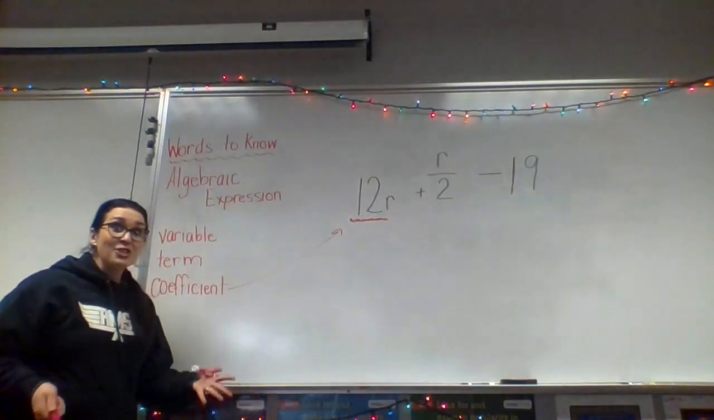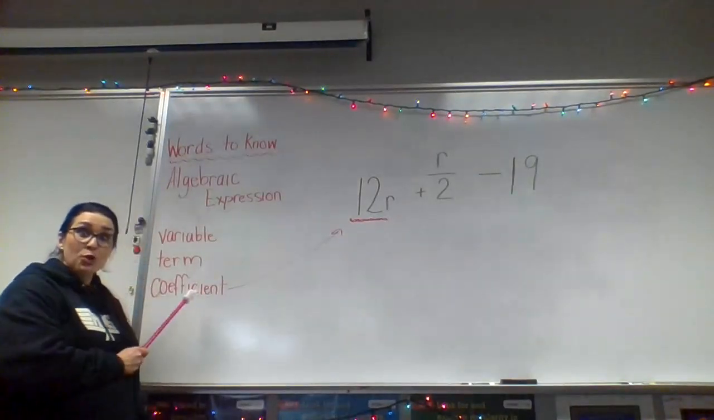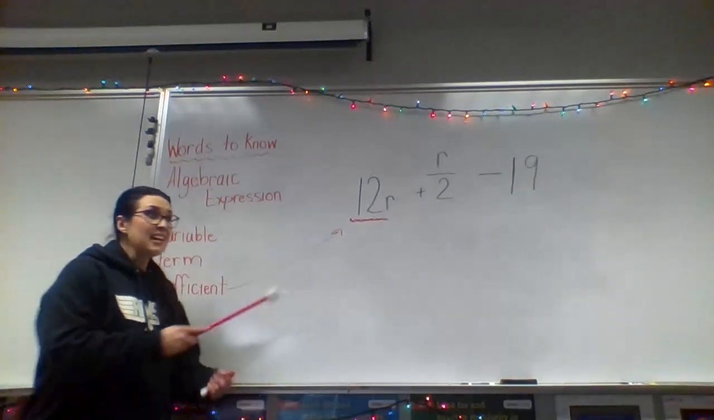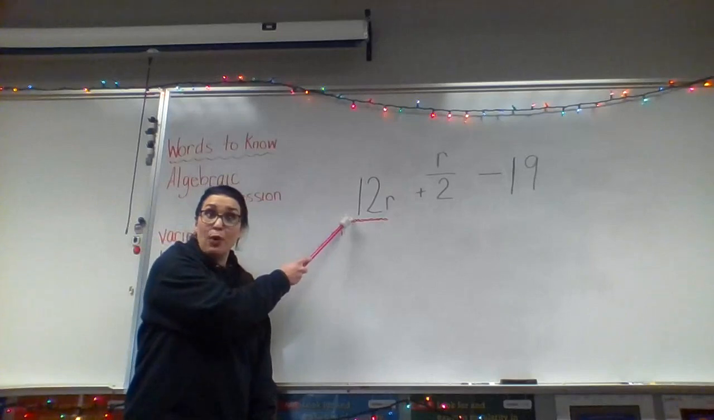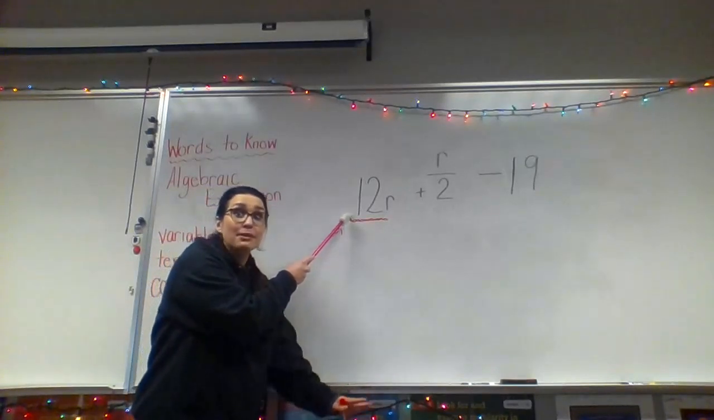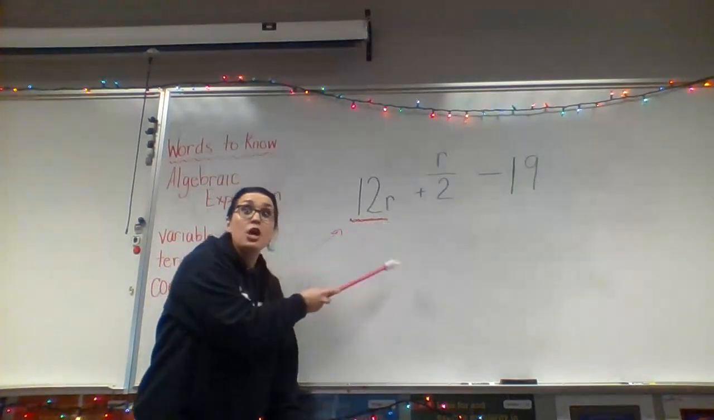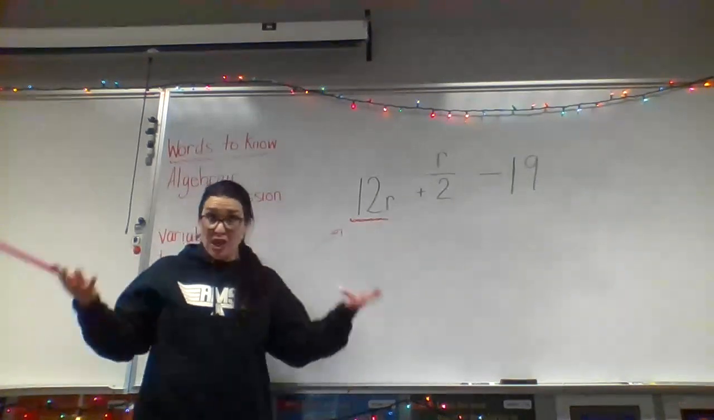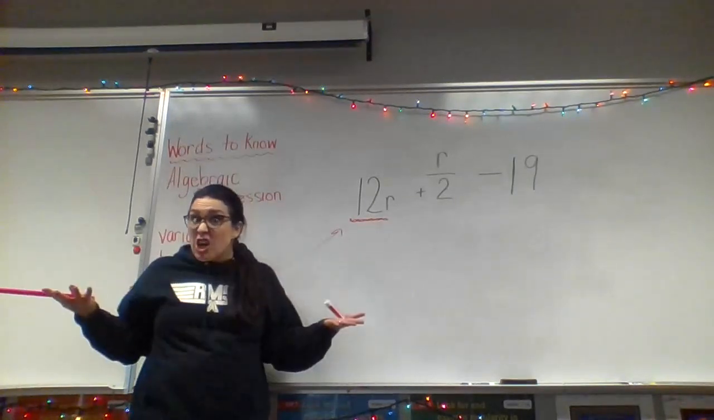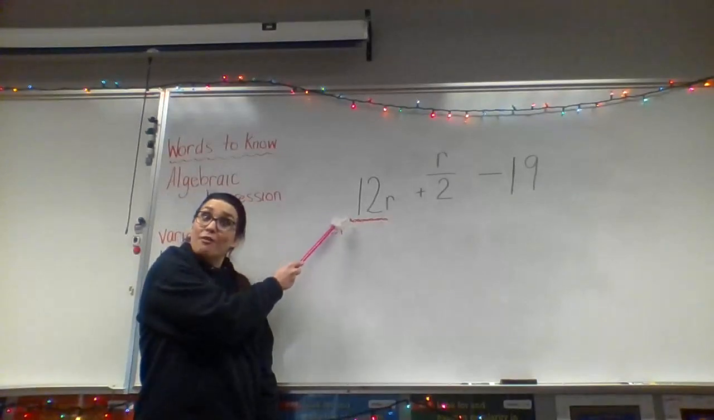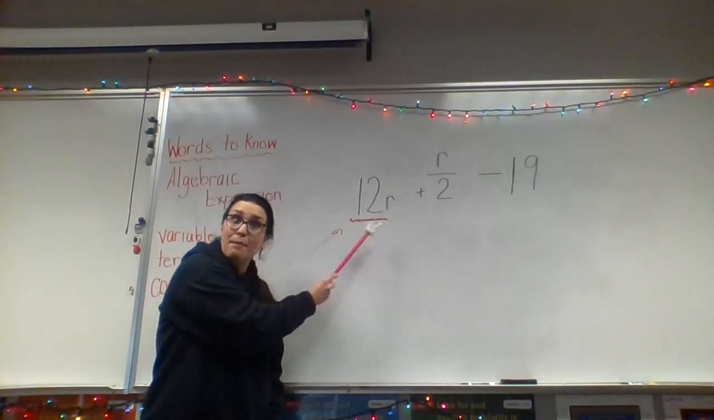All right, my friends, so the last one that I want to talk about is this word right here, coefficient. And what a coefficient is in this problem, it's the number 12. So it's the number that is assigned to be multiplied by a variable. So 12 times r, right? 12, we know that. R, that's our unknown, that's our variable. So 12 is our coefficient that I'm going to be multiplying by my unknown.